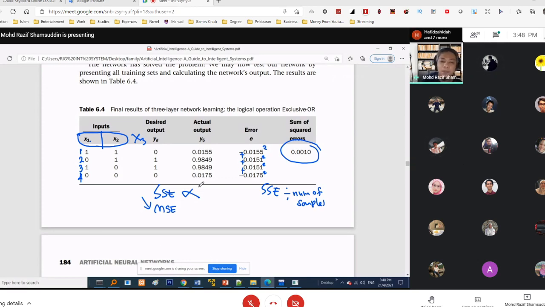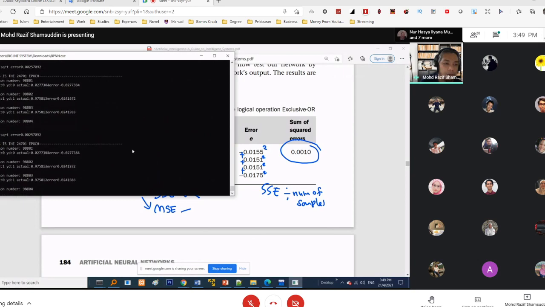Alright. So with that being said, again, mean square error is calculated as sum of square error divided by the number of samples. So kenapa kita kena pakai mean square error nanti? Next time, I'll explain. But for now, just bear in mind that there's two errors: sum square error, mean square error.